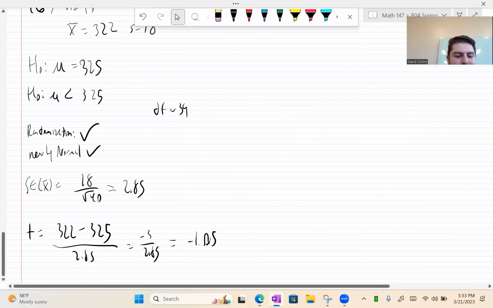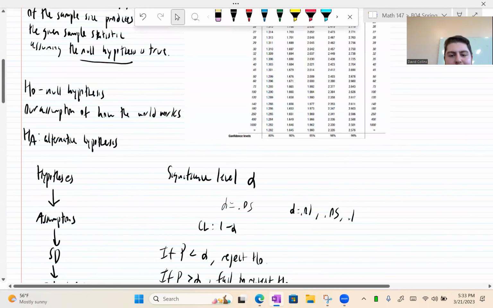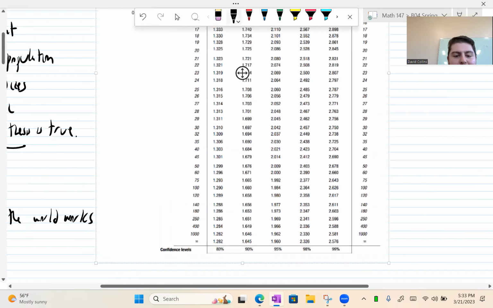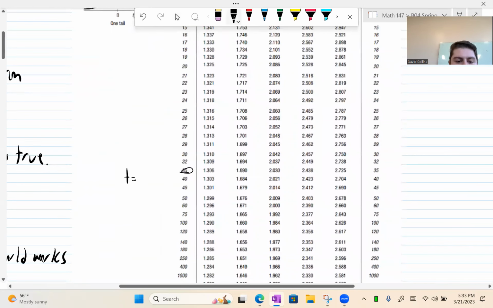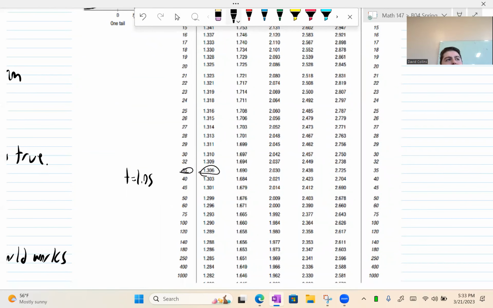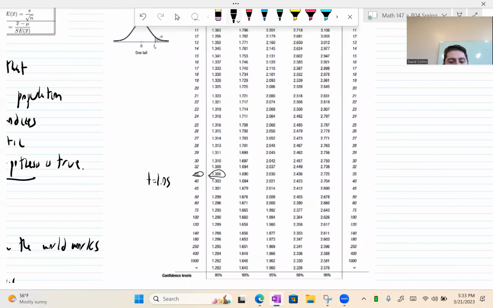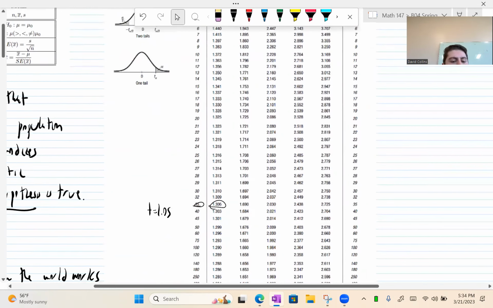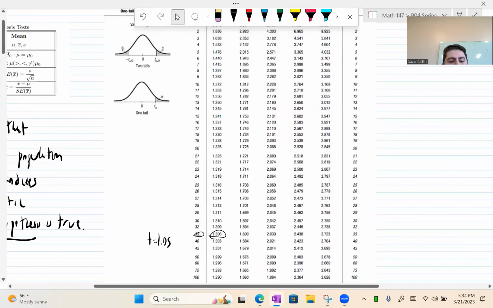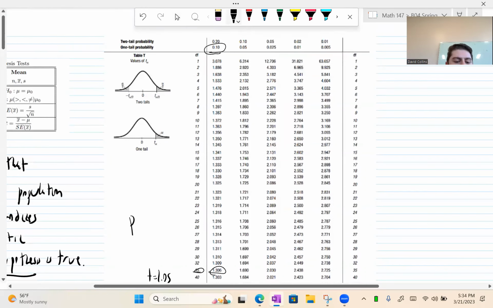Now, we go to our table. There's no 39 degrees of freedom. We'll go to 35. So our t-score is 1.05. That is less than the first number on this list. If you go up to the top, the one tail is 0.10. We have a smaller t-value. Does that mean our p-value is greater than 0.10 or less than 0.10?